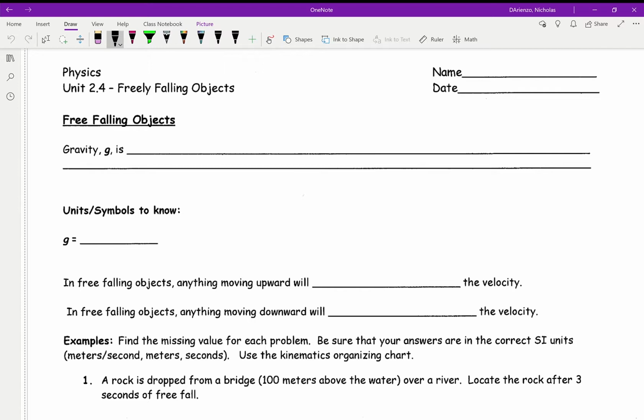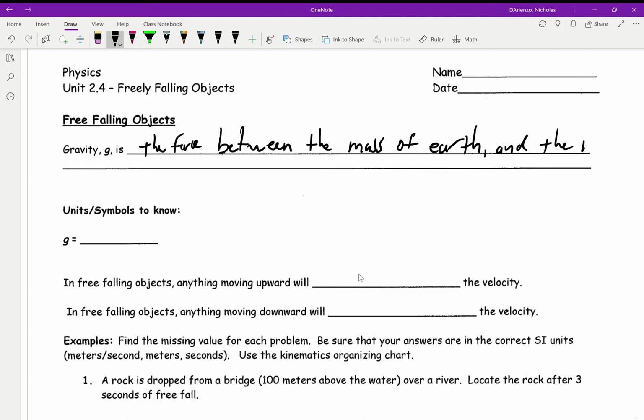So gravity, which is represented with the lowercase g, is actually a force. And it's the force that acts between the mass of Earth, really the mass of any object, but Earth is so big that this really has a large effect, especially with things on or near the Earth. So it's the force between the mass of Earth and the mass of any object that is in the vicinity of Earth.